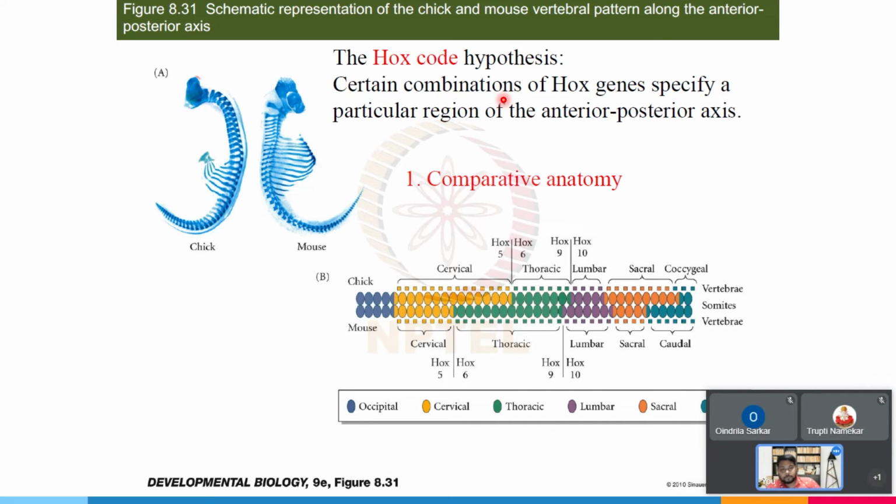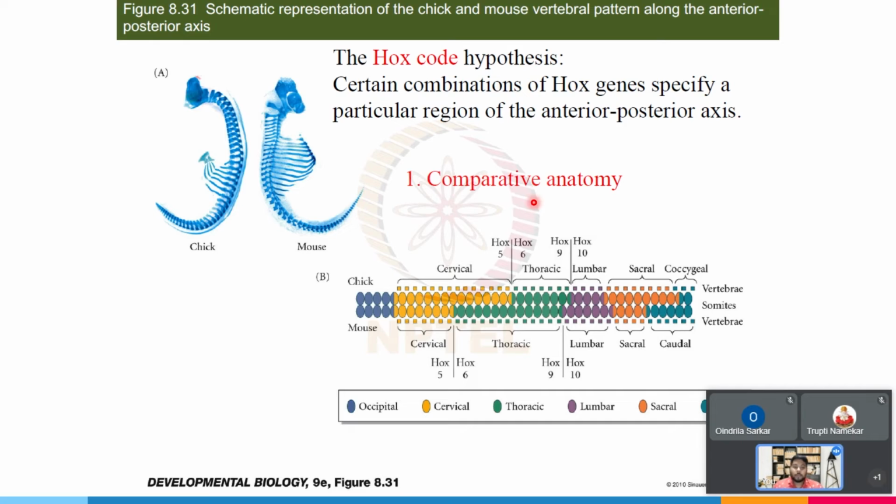This suggests that certain combinations of Hox genes specify a particular region of the anterior posterior axis. Just as I said, there is a collinearity present in the positioning of the Hox genes on the chromosomes, and the particular structure being formed in the final developed embryo. This is what is being suggested with the Hox code, that the position of the expression domain of the Hox gene determines that particular position in the developed embryo. So this is only the Hox code hypothesis, and there are many suggestive facts regarding this.